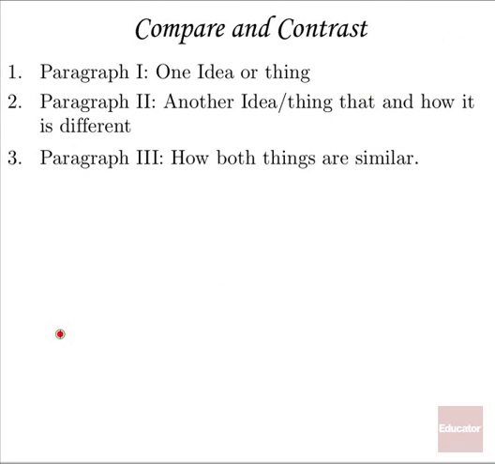So here's one strategy that you can use when you're organizing an entire essay along compare and contrast. You can dedicate your first paragraph to one idea or thing. Use some definition keywords in that first one so that we know what we're talking about. Then you talk about another idea or thing and how it is different. And in paragraph 3, you can talk about how they're both similar.